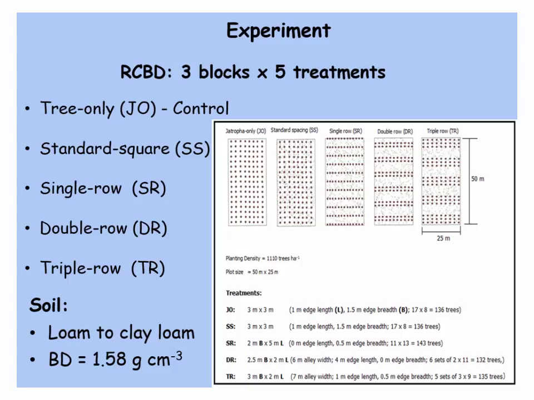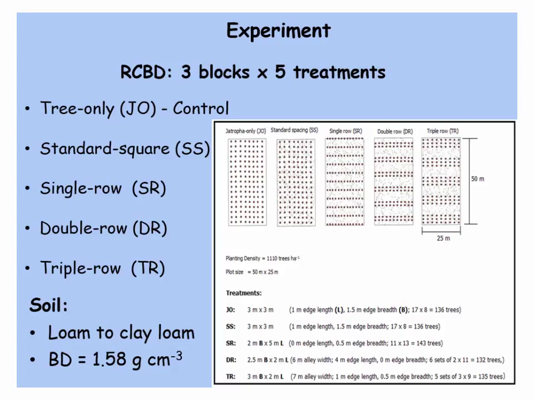There are 5 treatments. You have a tree-only treatment with no grass underneath, 3x3 planting, the standard spacing. This one has the same spacing, but with grass growing under the trees as understory crops. Single row, you have the hedgerow, with 2 meter intra-row spacing but a 5 meter alley where the grass was growing on the pasture. Double row is a set of 2 rows on either side of the intercropping system that is 6 meters wide. And the triple row is again a set of 3 rows on either side, which makes a 7 meter wide intercropping zone.